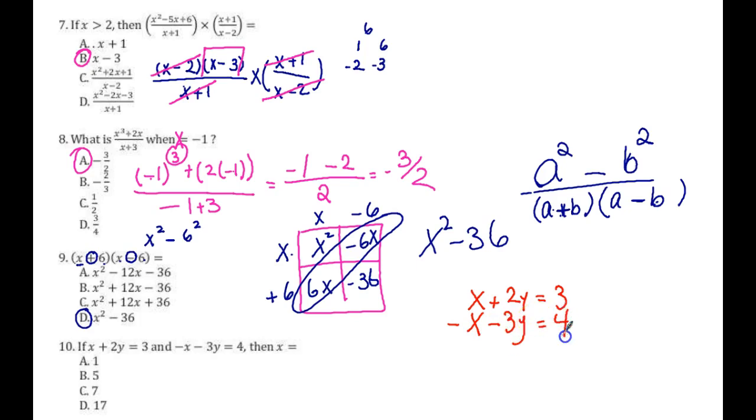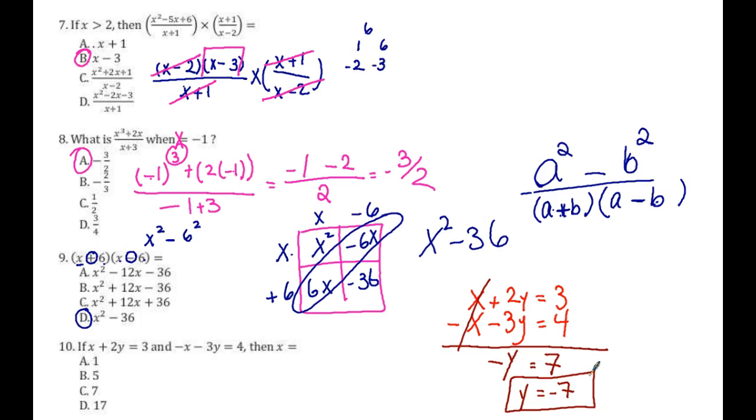So the two equations are ready for us since I have x minus x. So I can just add the two equations. So x minus x eliminates. 2y minus 3y is negative y equals 7. So y equals negative 7. So I found y.